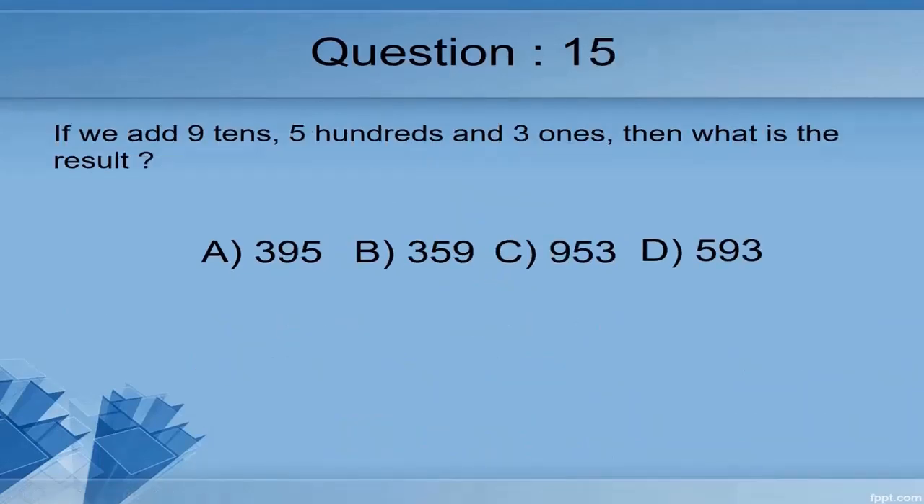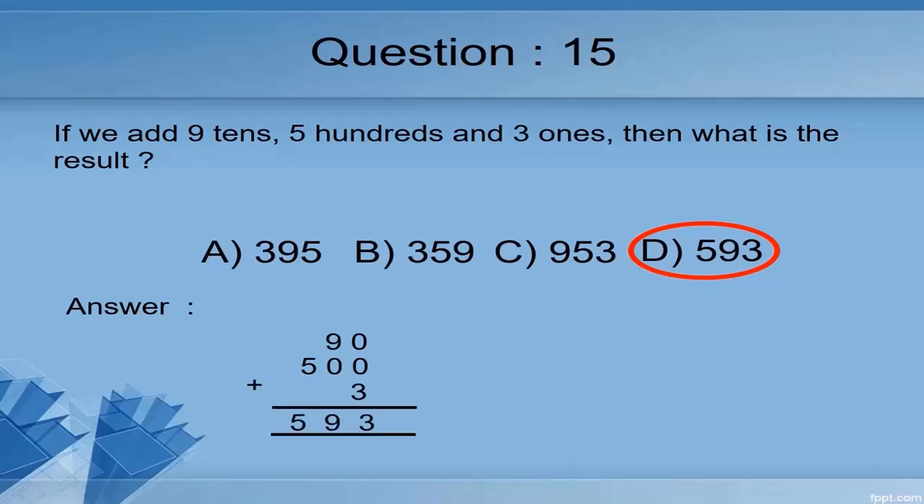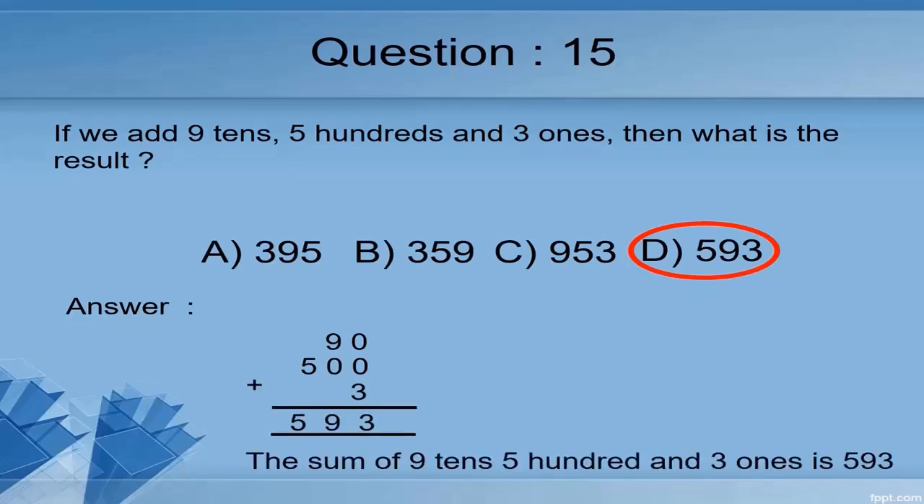So now, question number 15. If we had 9 tens, 5 hundreds and 3 ones, then what is the result? The result will be 593. Now let us see why the answer is 593. We should be careful here because they have first given tens, not hundreds. So we will write tens first. So 90, 500 and 3. The answer will be 593. The sum of 9 tens, 5 hundreds and 3 ones is 593.